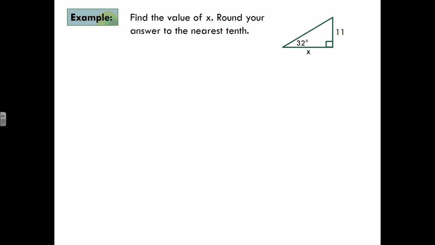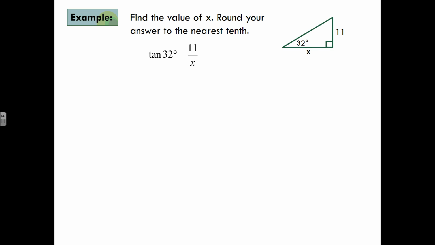Yeah, so let's get started. It says find the value of x, round your answer to the nearest tenth. Now we don't have letters to designate angle A, B, or C, but they did tell us this angle is 32 degrees. That's the acute angle we're going to work with. Since we know this angle, we're going to take the tangent of that angle, and it'll equal the opposite leg, which is 11, over the adjacent leg, which is x. So this is the equation that we're going to come up with.